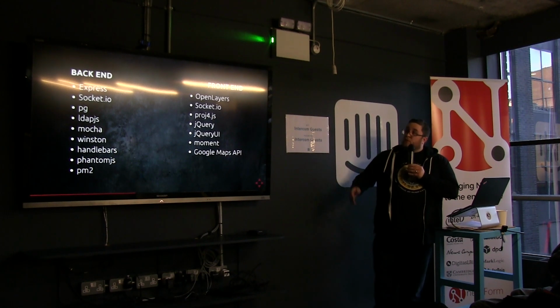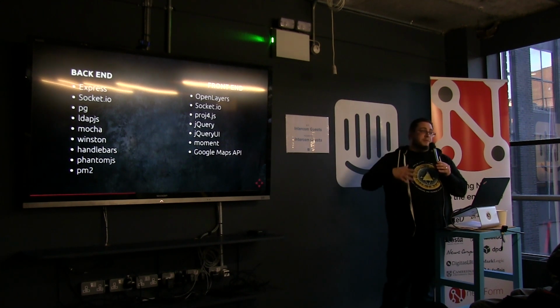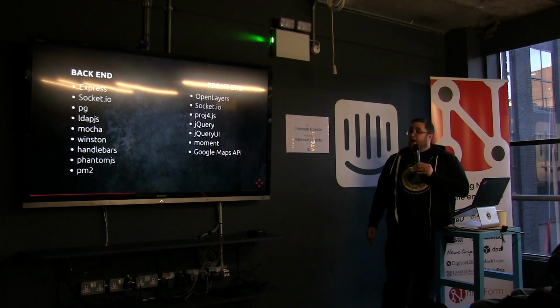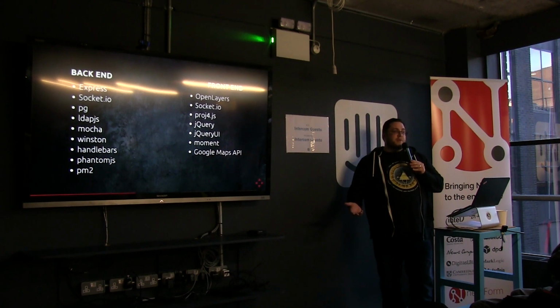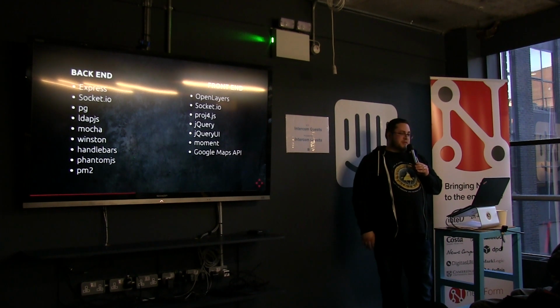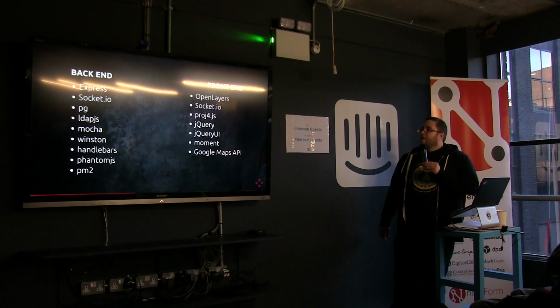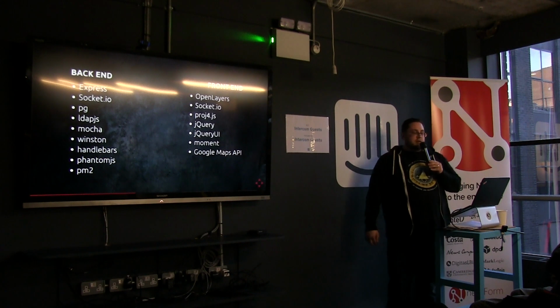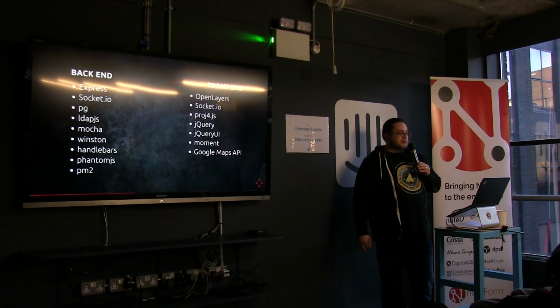On the front end, OpenLayers 2, and the other half of Socket.io. Proj4.js for handling the multiple projections that we use. jQuery UI because this was written pre-Bootstrap. Yeah, it's on the cards to rewrite it. Maybe we get Bootstrap 4, don't know, we'll see. Moment for some of the timing stuff, and Google Maps thrown in there because Street View needs all that stuff.